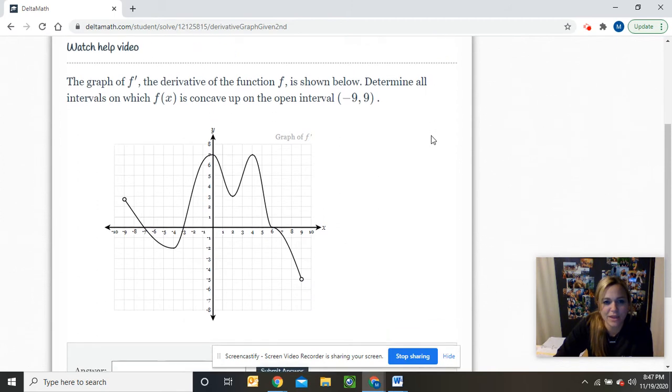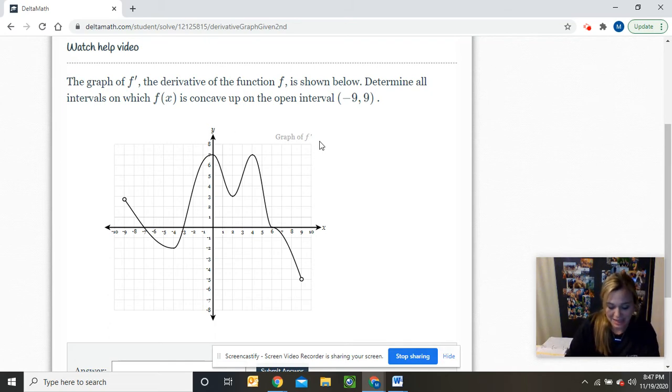It's very exciting. Okay, in this one, the graph of f prime, the derivative of the function, is shown below. So be really careful, but know that this is f prime. Determine the intervals on which f of x is concave up. So this is where I'm thinking, okay, I'm given a graph of f prime, and I want to know where f is concave up.